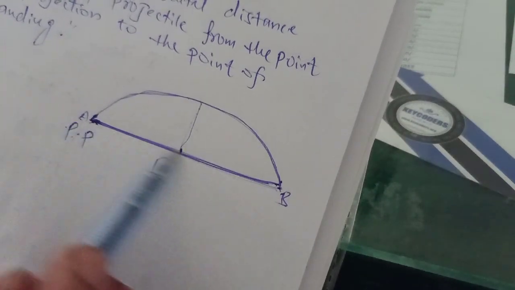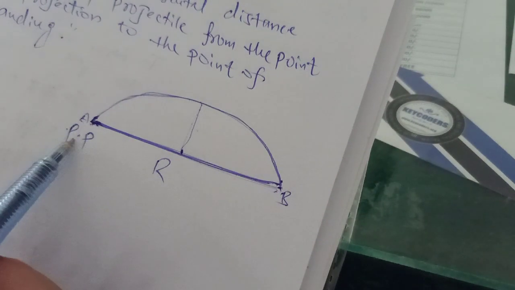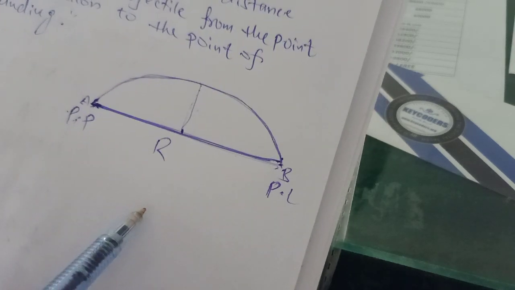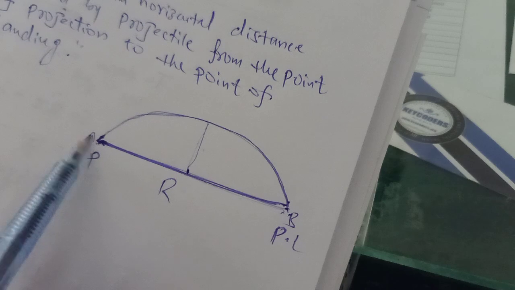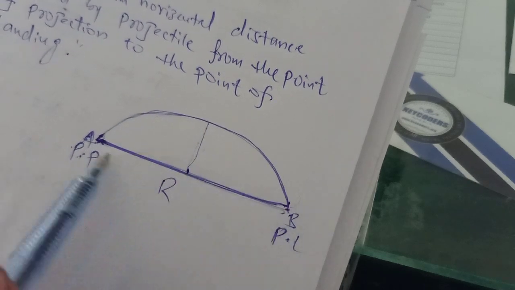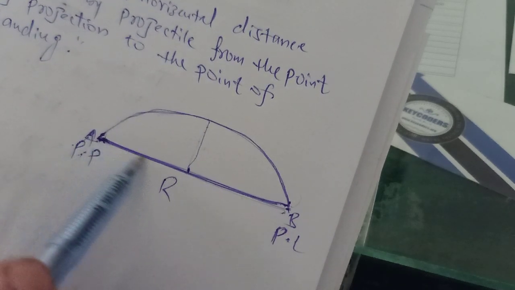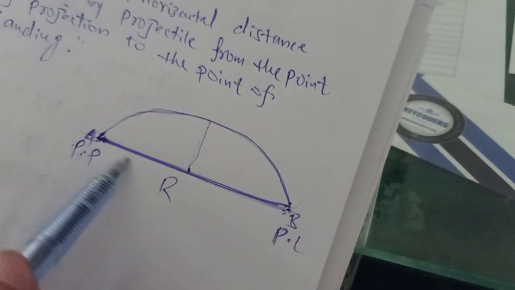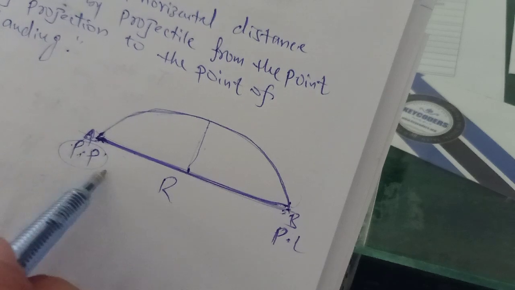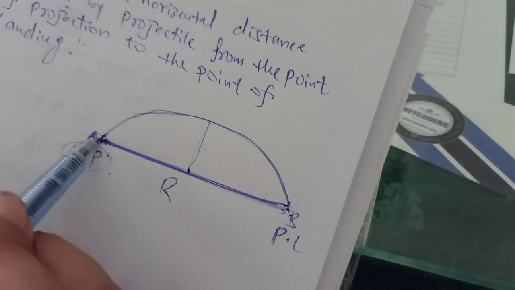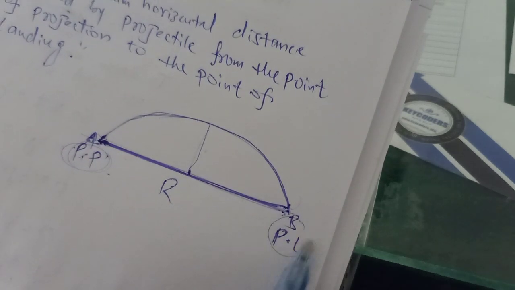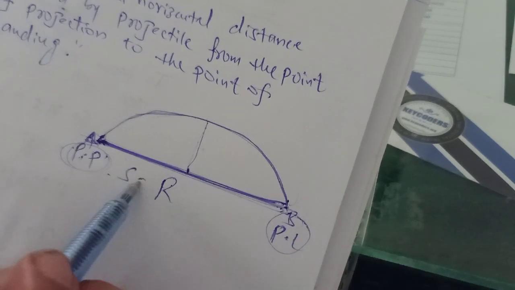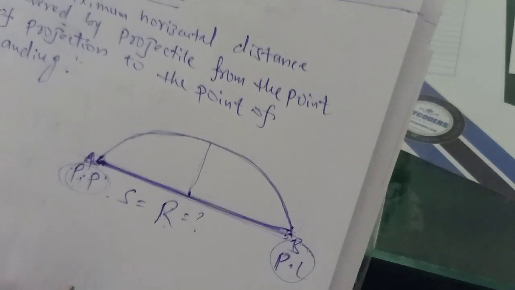The horizontal distance covered by a projectile from the point of projection to the point of landing is called range of projectile. Let me repeat: when the projectile or missile is fired, how much distance it covers horizontally on the x-axis, this is what we call range. The distance from the point of projection to the point of landing horizontally is called range of projectile.